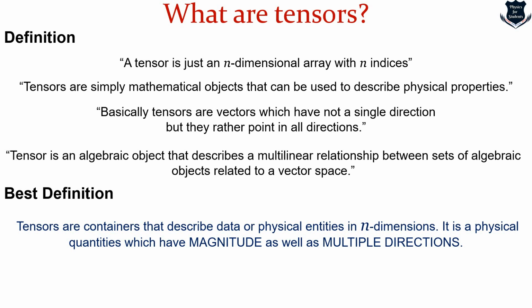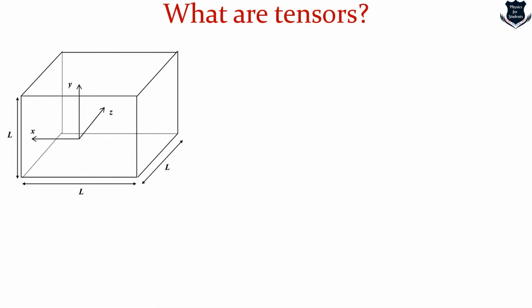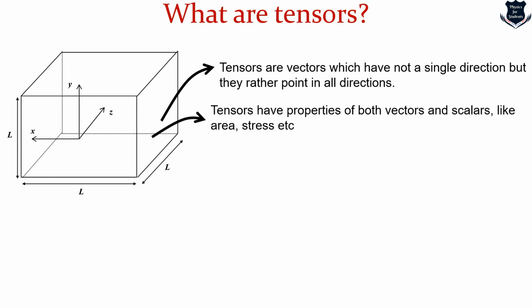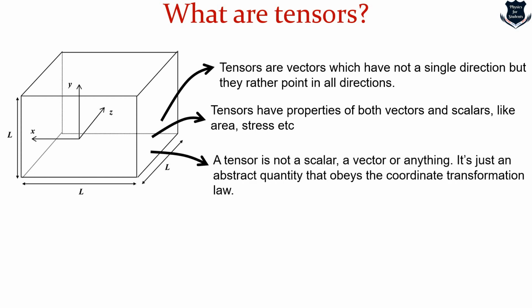It contains dimensions, and it does not have just a magnitude but many other things which have multiple directions. So what does a tensor actually look like? Approximately it looks like this. We can tell that these are vectors which do not have a single direction but are actually pointing in different directions. We can also say that they have properties of both vectors and scalars, like areas and stress.